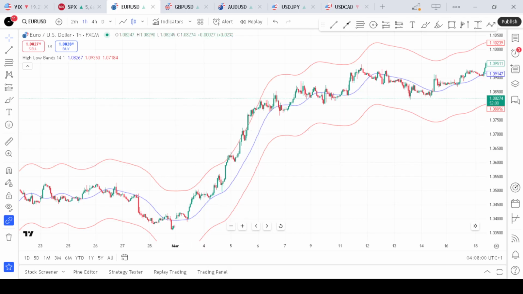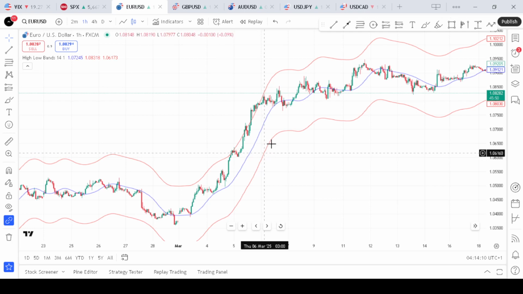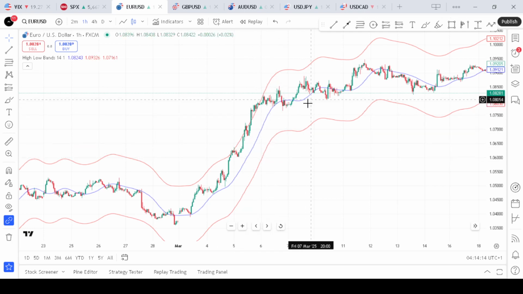So let's get started. So what are these high-low bands? The high-low bands are technical analysis tools designed to help traders visualize market trends, volatility, and potential turning points. This indicator consists of three key components: the first is the upper band, the second is the lower band, and the third is the middle band.